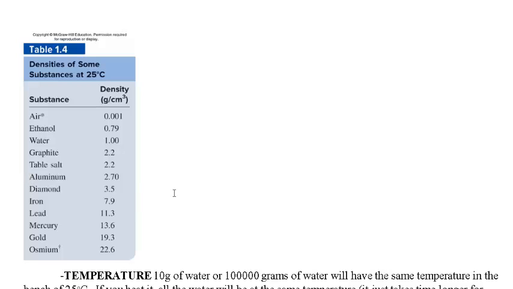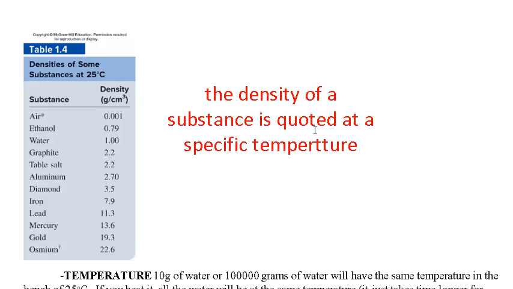Whether you're dealing with 10,000 grams of this substance, or 10 grams, or 1 microgram of this substance, the density will always be the same. Gold, whether I have 10 grams, 1,000 grams, or 1 kilogram of gold bars, no matter how much gold I have, its density will always be 19.3 grams per centimeter cubed. Notice the temperature dependence. We usually quote density at a specific temperature. So if I increase the temperature, the density is going to change. It's going to be different.